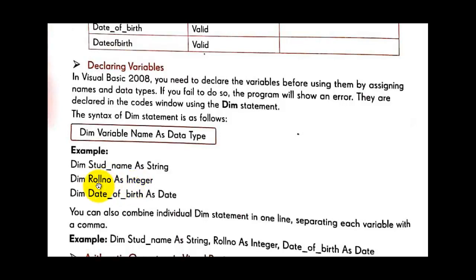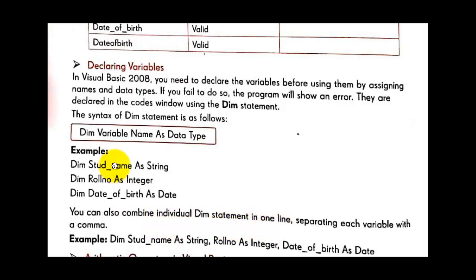So we are declaring roll number as integer and the student name as string. Now dim date of birth as date. Date of birth will be given in the date format only, so it will be declared as date. You can also combine individual dim statements in one line.